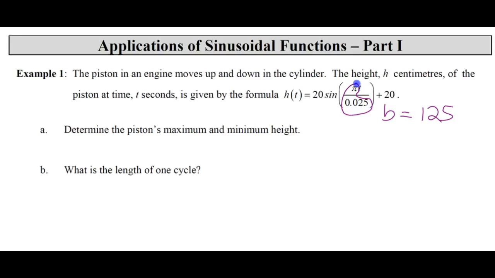125? 0.6? 6 repeating? Okay, just going to throw in some dots here. 45, yeah. Yeah, or 40 pi.